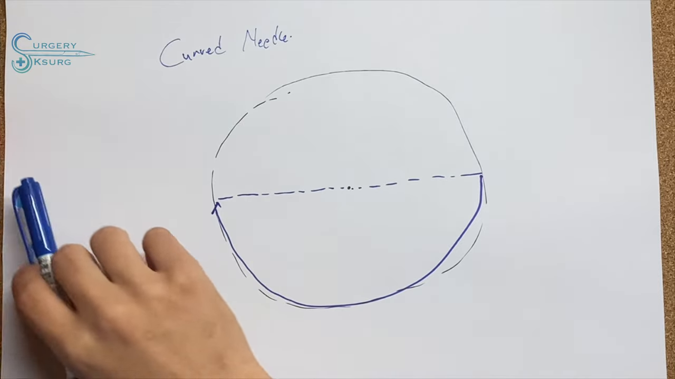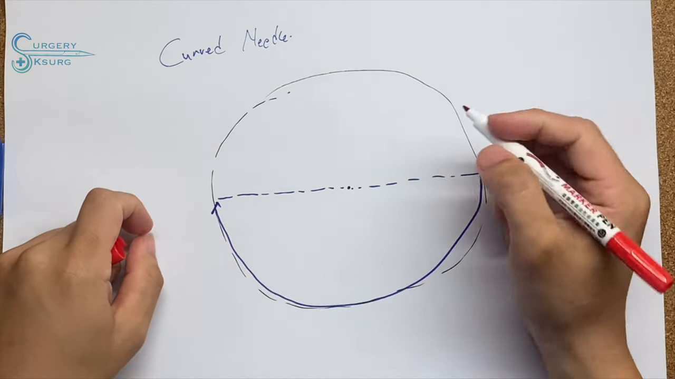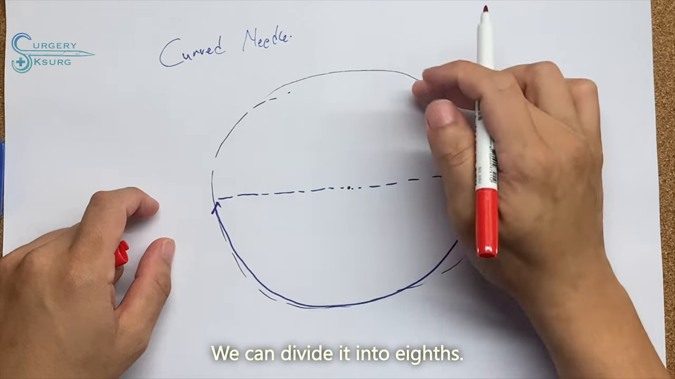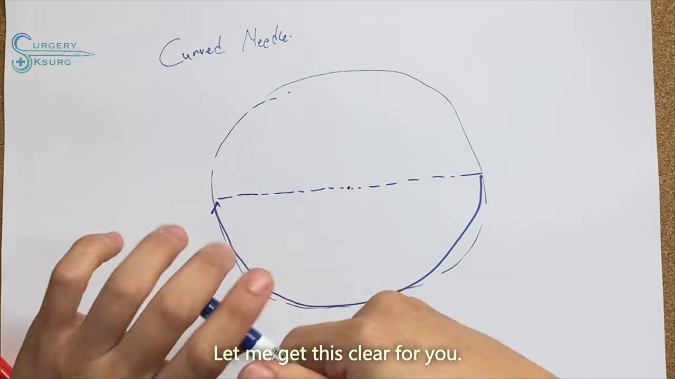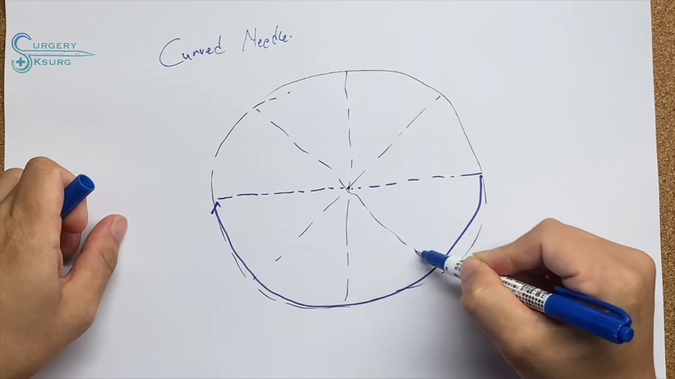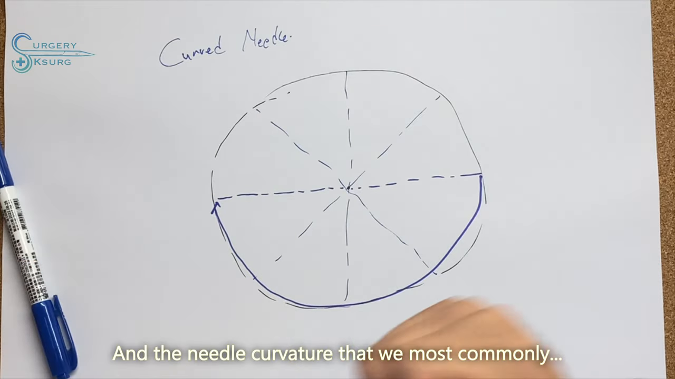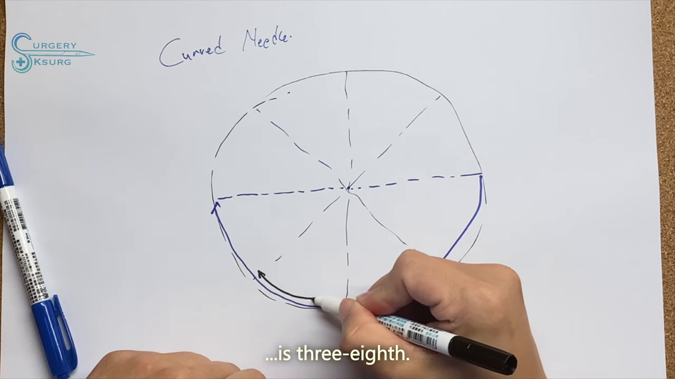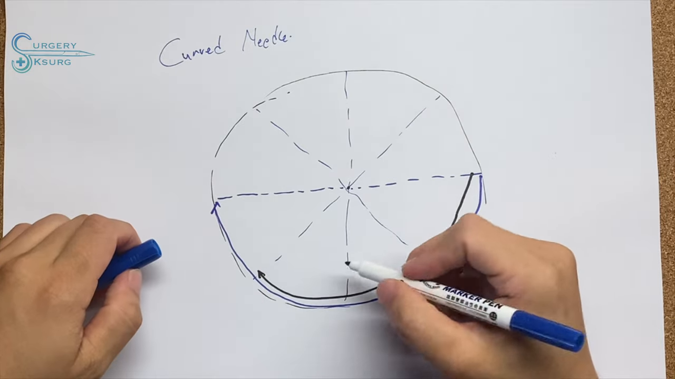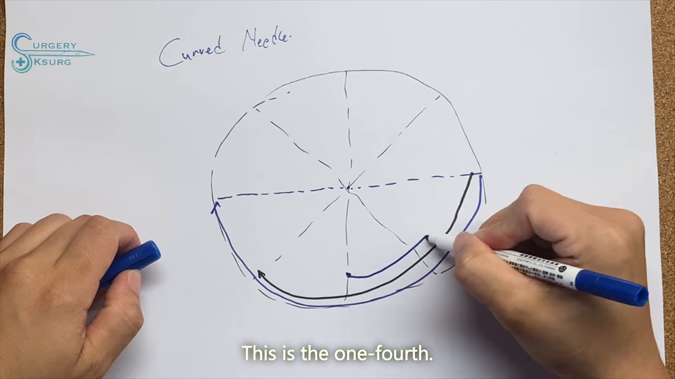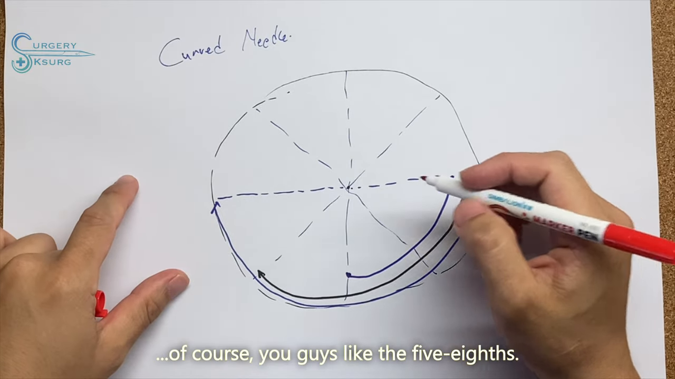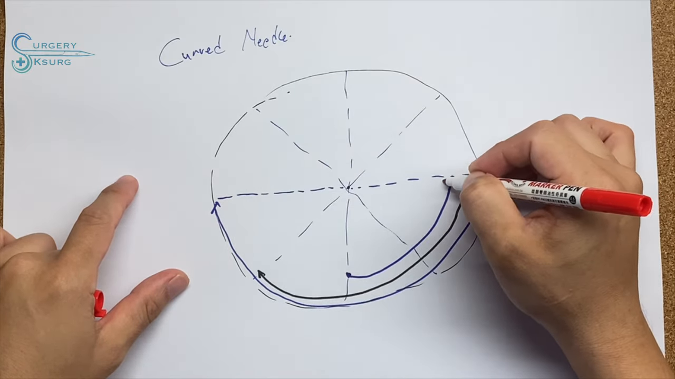The most commonly used is not the half circle, it's actually 3/8. So you look at the circle, we divide it into eighths. Let me make this clear for you. We divide it into 8 parts, and the needle that we most commonly use has a curvature of 3/8. We also have a 1/4, which is one quarter. For any plastic surgeon out there, of course, you guys like the 5/8, right? 5/8 will be like that.